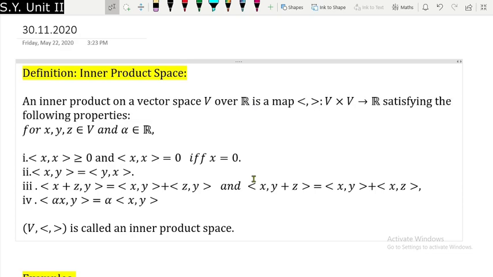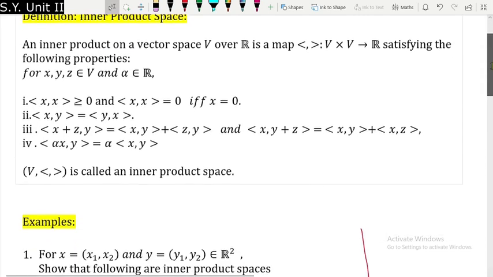Yeah, it is a map somewhat like this, satisfying the following properties. So therefore this alpha has been taken from R. So this is due to what? Since this is a vector space over R, therefore this alpha is taken from R. If your vector space is over some other field, then in this case the scalars are going to be from that field. So remember, in order to understand the conditions of inner product space, we need three elements of a vector space and one scalar, that is from our field.